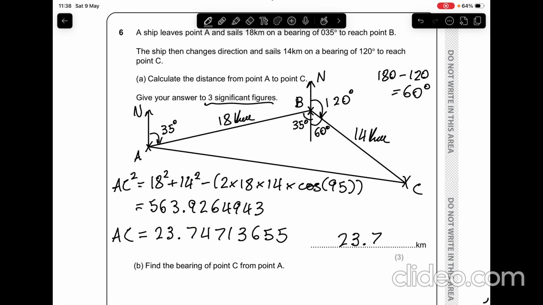And again, this is a nice question to check for realism. If I sail 18 kilometres in one direction, then slightly change direction and sail 14 kilometres, I'm not then going to have sailed hundreds of kilometres or 0.4 kilometres total if I did it in one trip, yeah? So 23 kilometres is a reasonable answer.